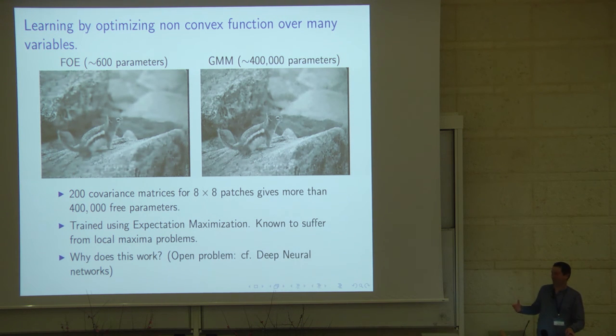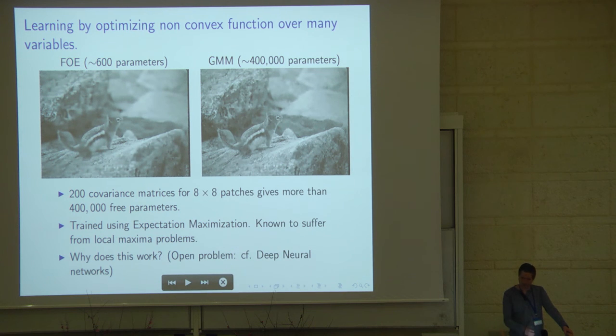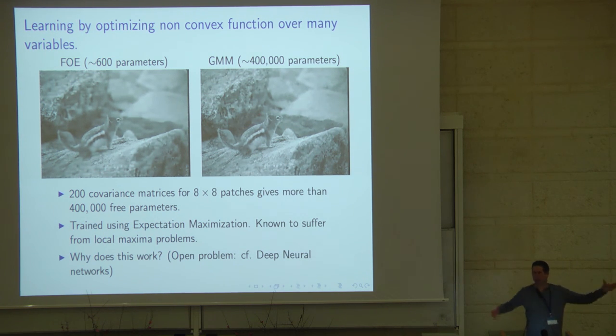And not only that, the way we learn these parameters is using the expectation maximization algorithm. Again, something we teach all our undergrad students. We teach the students that this algorithm only converges to a local maximum. It's not a global optimization. So it's a very complicated cost function that we're trying to optimize in this 400,000 dimensional space. And yet it works.